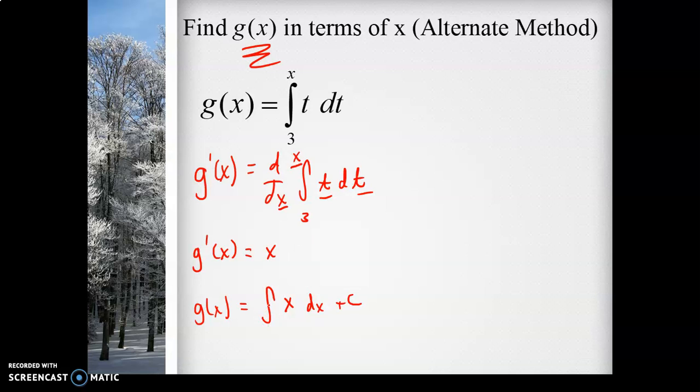And so when I take the integral of x, the integral of x dx, and since it's an indefinite integral, it'll have a plus c. So moving up here, the integral of x would become x squared over 2 plus c.